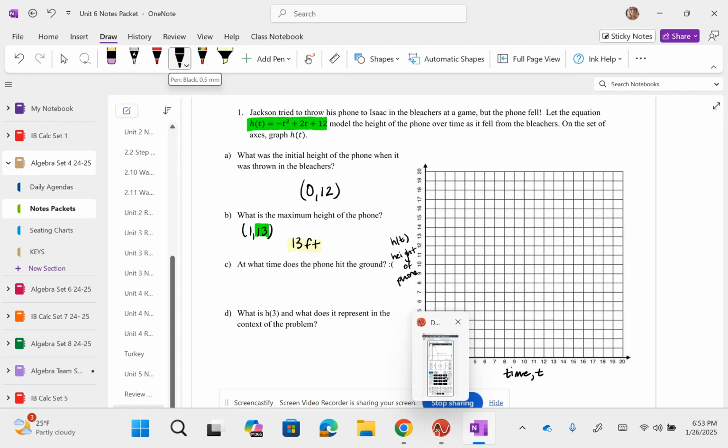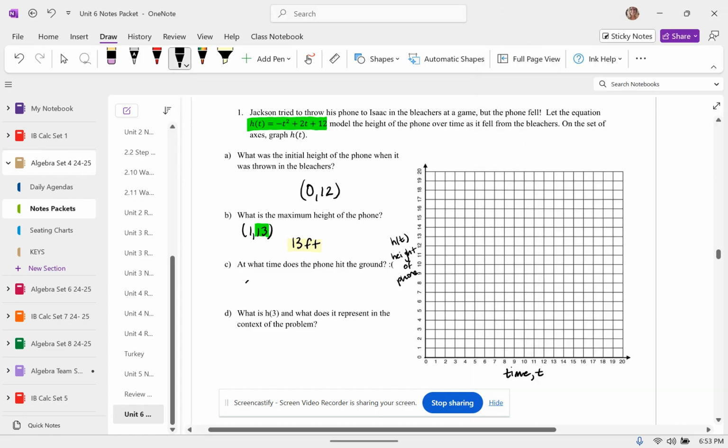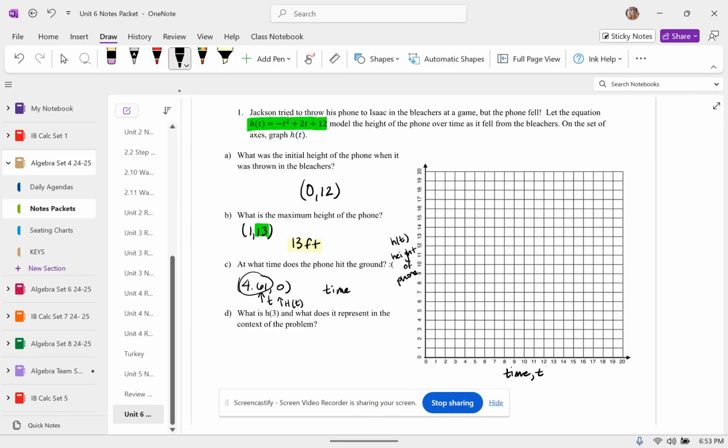At what time does the phone hit the ground? Well, let's see. 4.61, 0. Okay, so this is time, this is height. So we want to take the time. So we would say when time equals 4.61, the phone hits the ground.